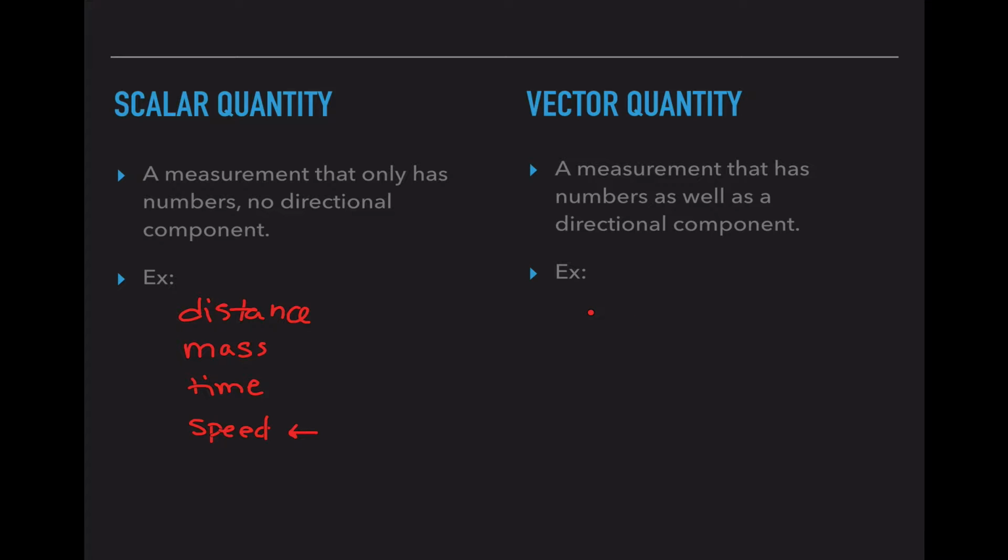Vector quantities are measurements that have numbers as well as a directional component. That directional component can be north, south, east, or west. It can be increasing, it can be decreasing, it can be left, it can be right, as long as it has some sort of indicator of a direction or movement. So displacement was a vector quantity. Velocity was a vector quantity, which is what we're going to focus on today in this video, and acceleration is a vector quantity. Okay, so scalar, numbers, no direction; vector, numbers with direction.